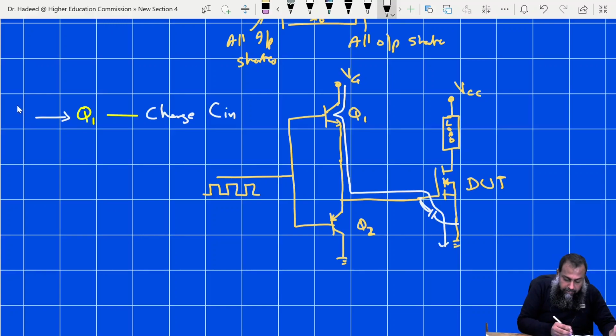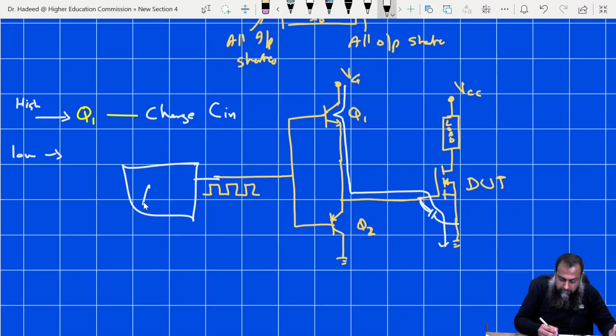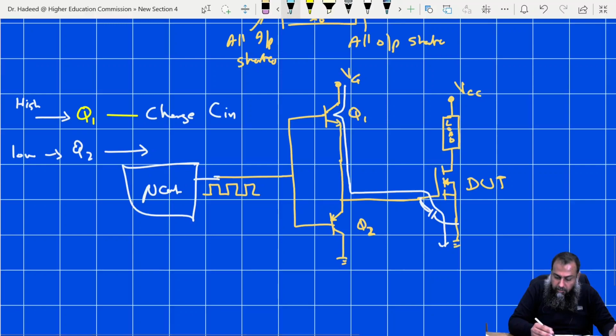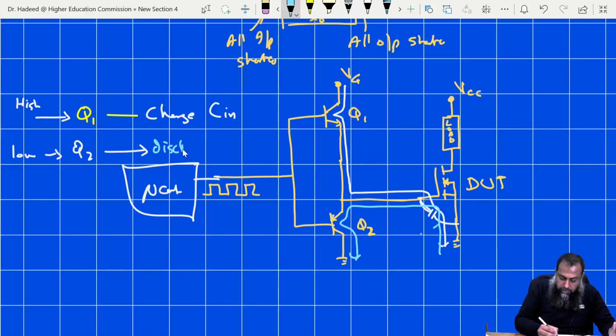If we have the low signal applied from the controller, somewhere here we have the microcontroller. For a low signal, the Q2 is turned on, and this Q2, when it turns on, will allow the flow of current from this CGD back from the input capacitance, and it will discharge the input capacitance through itself, and therefore Q2 is used to discharge the C input.